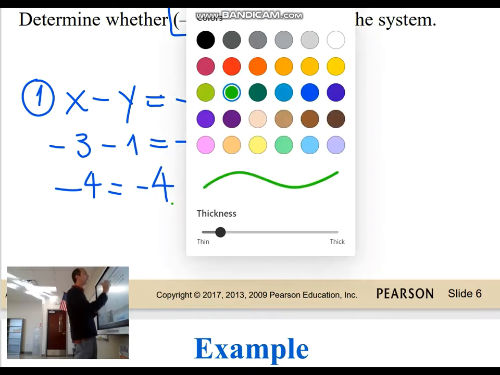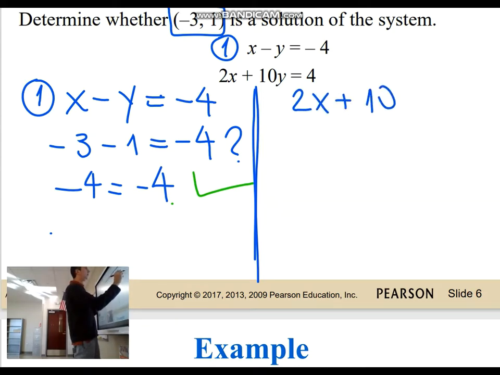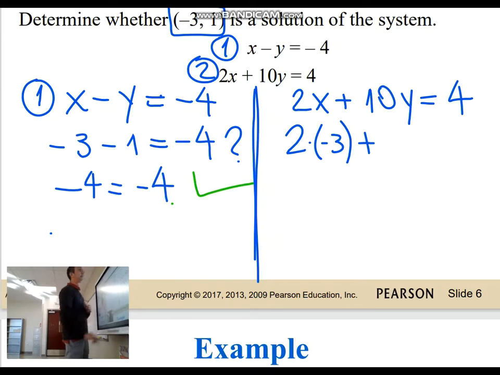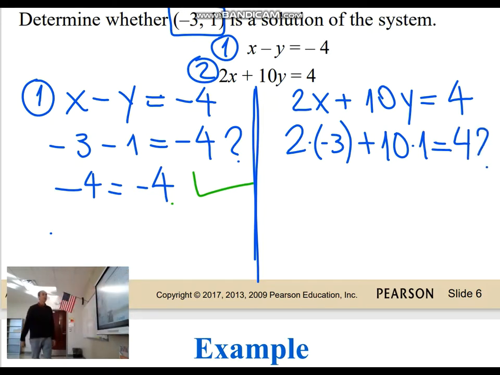Now let's check equation number 2. And we can use the same screen here. Let's just split in 2. On this side, let's work with 2x plus 10y equals 4. This is equation number 2. Plug in 2 times what? 2 times -3 plus 10 times 1. Is this equal to 4? What do you think? True or false?